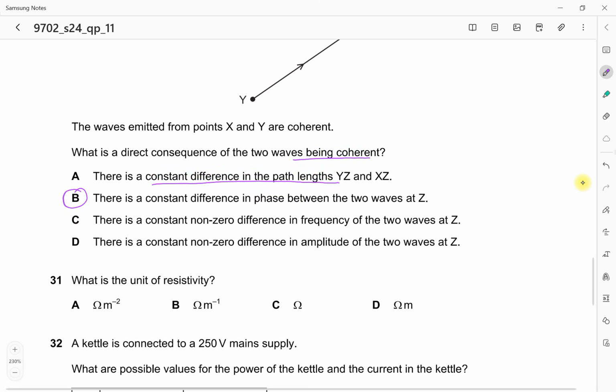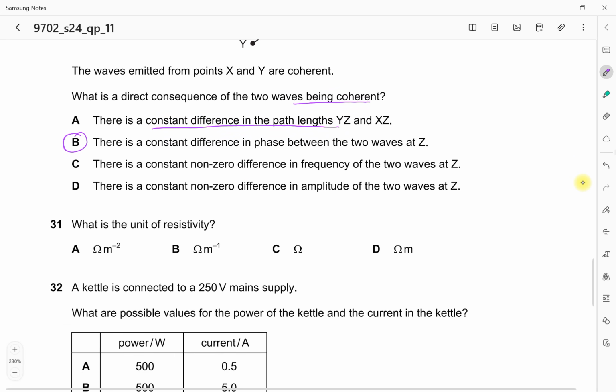What is the unit of resistivity? Of course, we know that resistance is equal to rho L over cross-sectional area, and it means rho is equal to R times A over L. Then we write the units. The units for resistance are ohms, for area is meters squared, for length is meters. So it becomes ohm meters. So the answer is D.